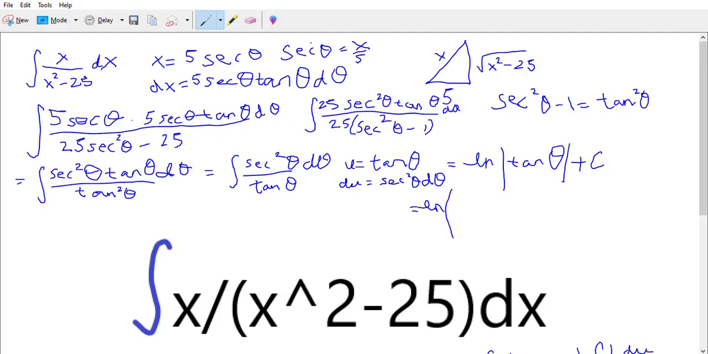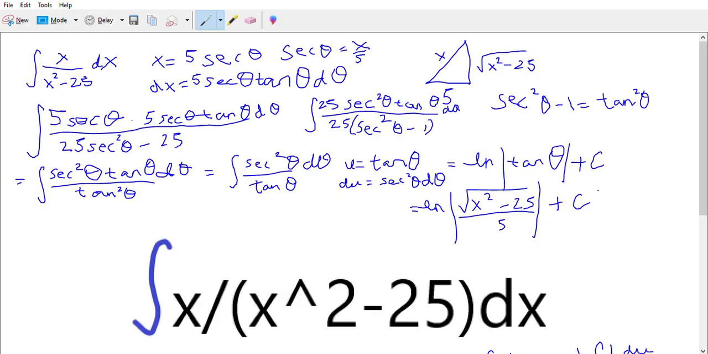Using trig sub, the answer is ln of, I'm just writing an absolute value. I don't think it has to be written, but it's always a good idea to write it in absolute value. So it's ln of the square root of x squared minus 25 divided by 5, plus c. That's it. That's trig sub done. Yes, it's definitely a longer process, but that's another way it can be done. So that's the second method done.